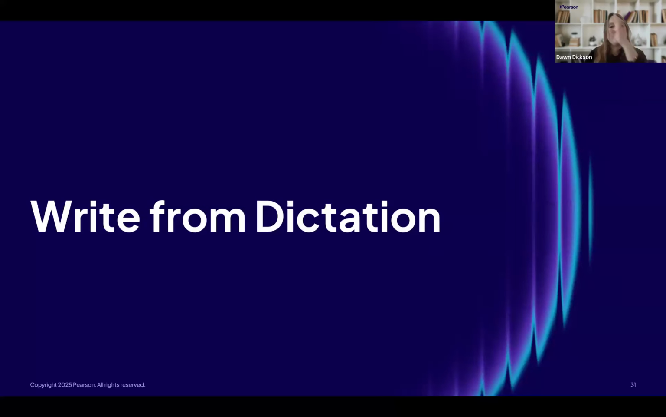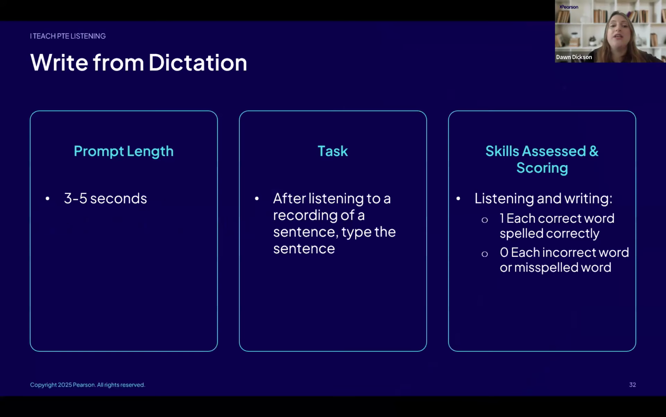Okay, and moving on to the last question type that we're going to look at in detail. This time we've got write from dictation. Again, a small overview of this question type. The prompt length, so what they will hear, is 3 to 5 seconds long. The task: after listening to a recording of a sentence, they need to type the sentence exactly as they hear it, word for word.